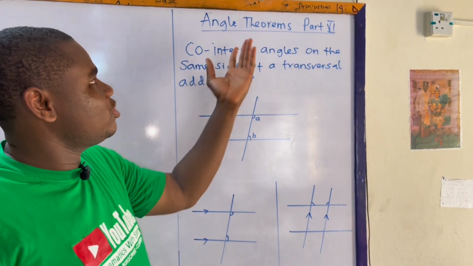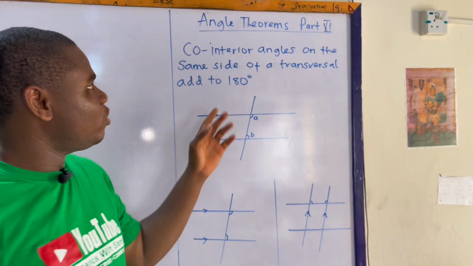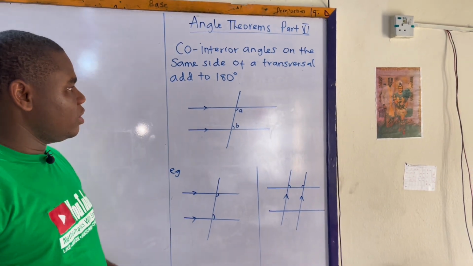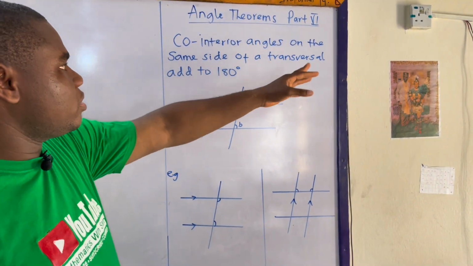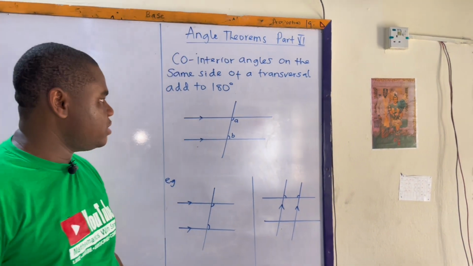Today we are still going to continue on our angle theorem series. Today we are going to focus on co-interior angles. Now, co-interior angles on the same side of a transversal add to 180 degrees.